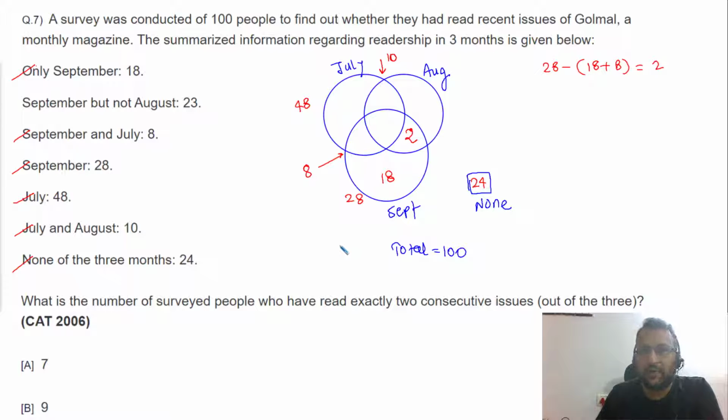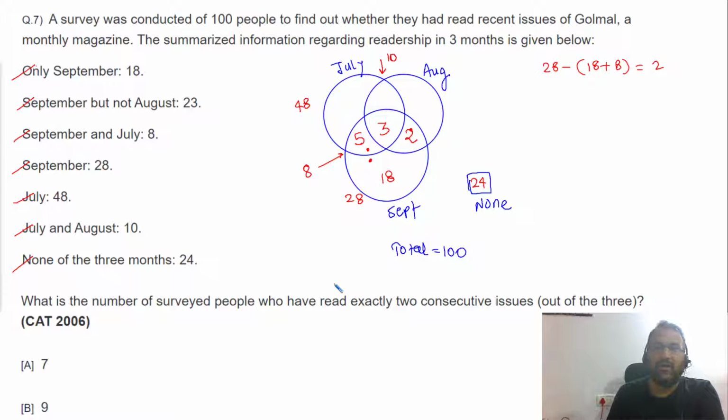Then September but not August is 23. September but not August means the sum of these two portions. The sum of these two portions is 23. So 23 minus 18 is equal to how much? 5. This portion is 5 means this portion is 3.